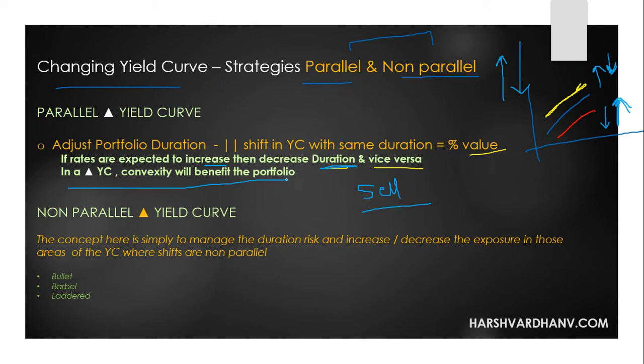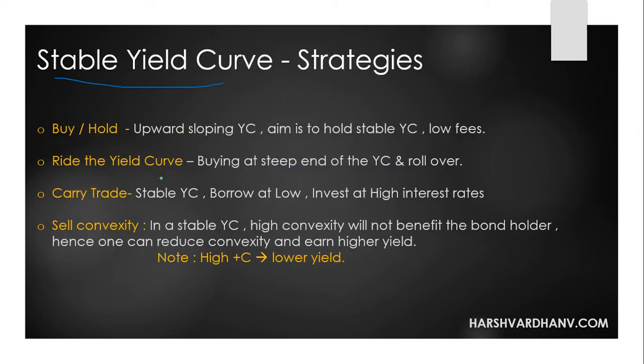Obviously, in a yield curve shift, which is parallel and non-parallel, convexity will always be beneficial. We explained in this slide that in a stable yield curve, where the yield curve is not expected to change, the convexity is of no use to you. So you better sell those bonds and enter into high yield bonds.